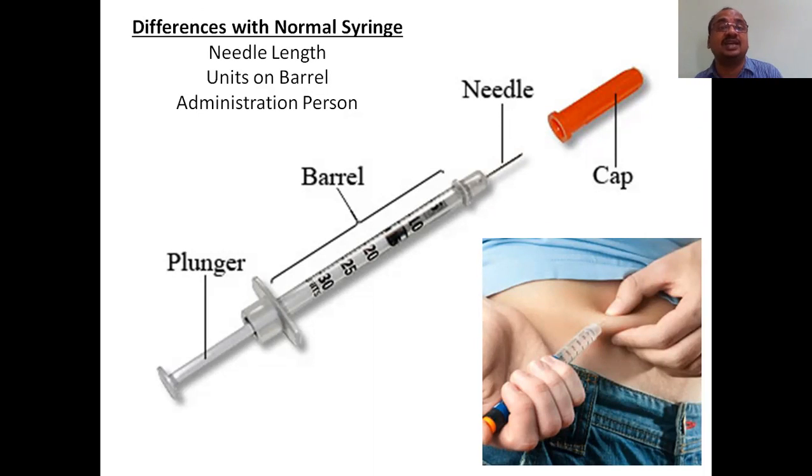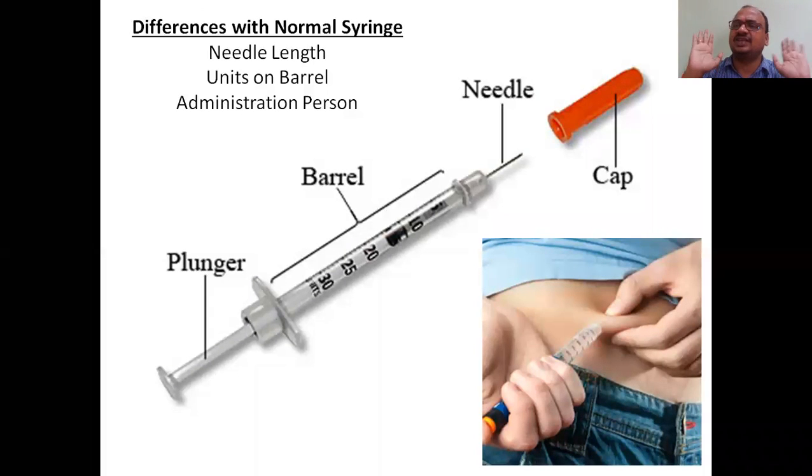Next difference, the third difference, is the administering person. Actually, we need an expert to give a normal injection, either a nurse or doctor. Whereas here, the person who is suffering with diabetes has to take it on their own. Okay, no problem in that. For that only, they reduced the size of the needle. If you reduce the size, it is somewhat safe.